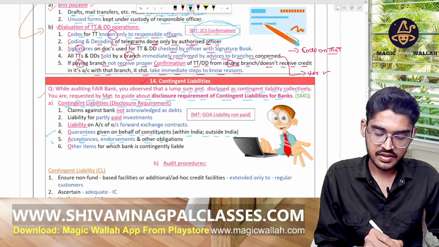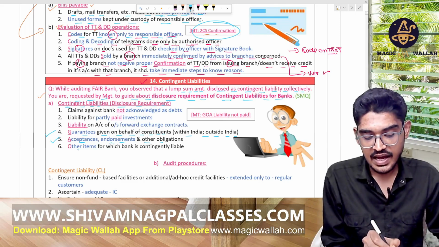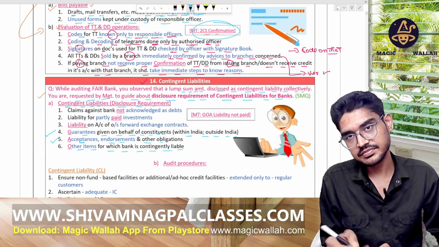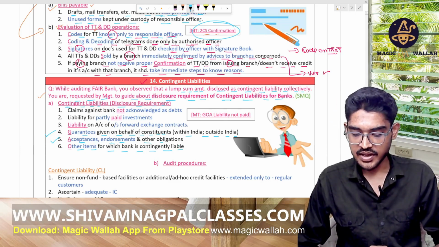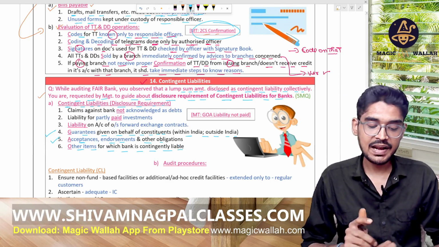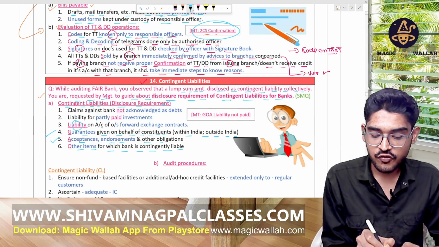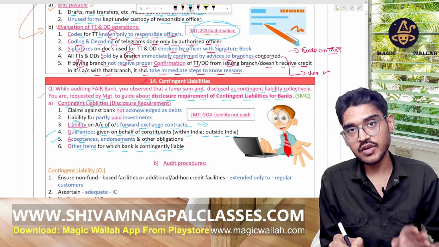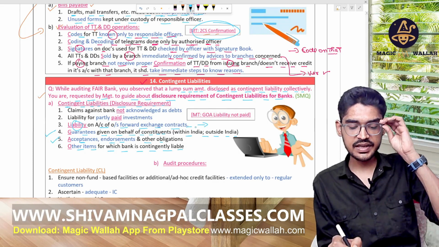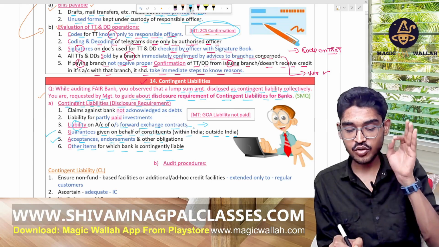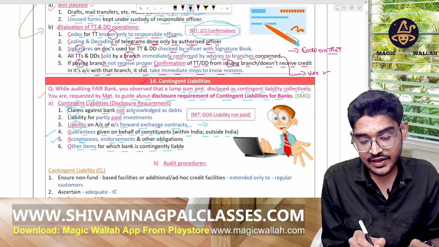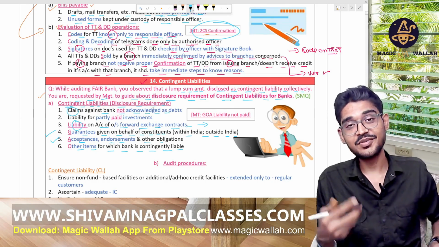Now, by O means other items that are contingently liable. GOA LIABILITY NOTE PAID. By L, liability means liability on account of forward exchange contracts. Many times banks enter into this type of contract for foreign exchange, right? So these are the contingent liabilities. Then by C, claims against the bank not acknowledged as debts. What do you mean by this term?